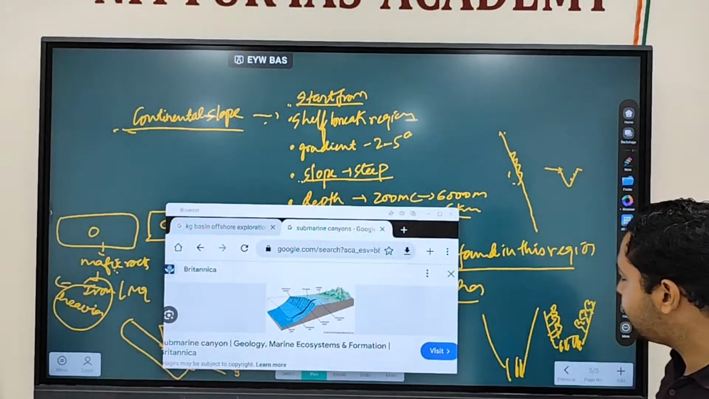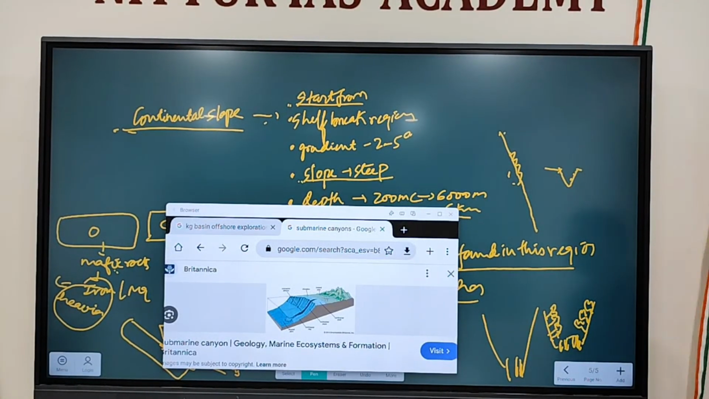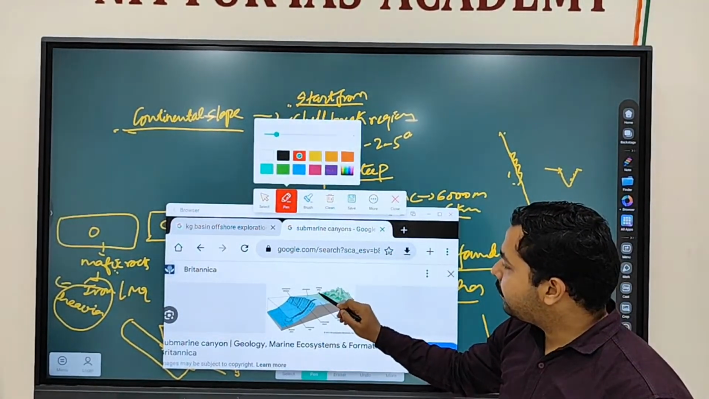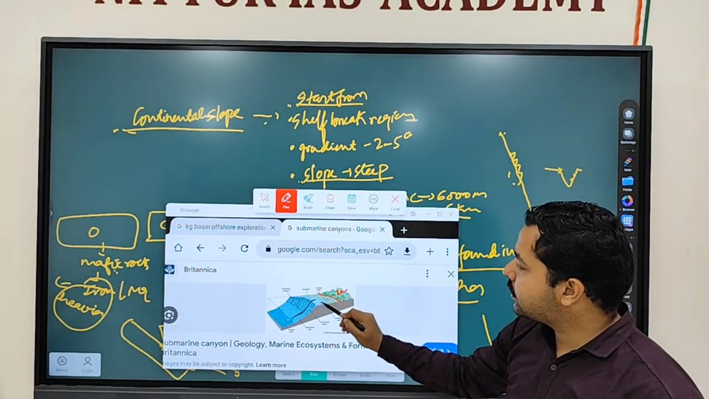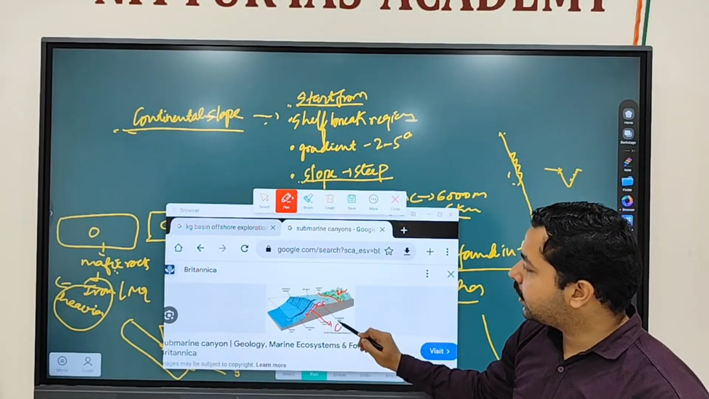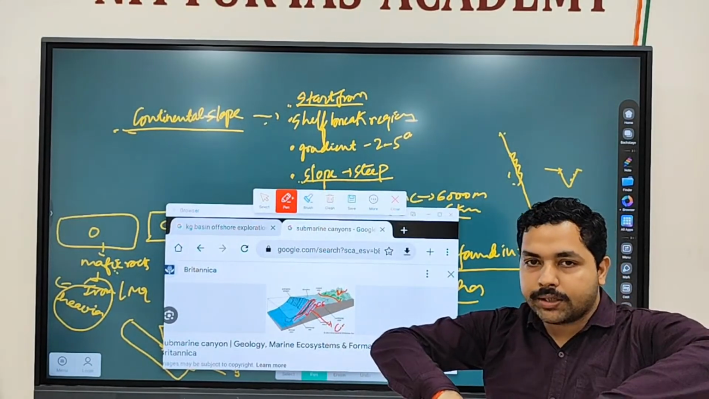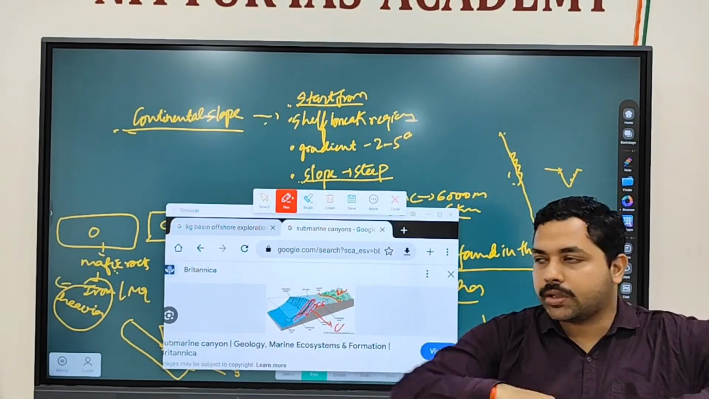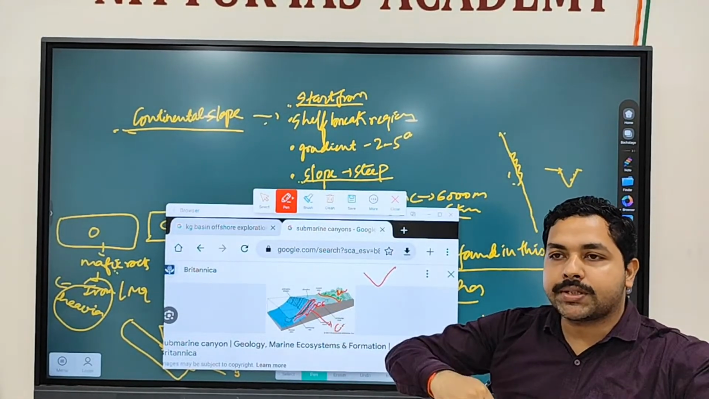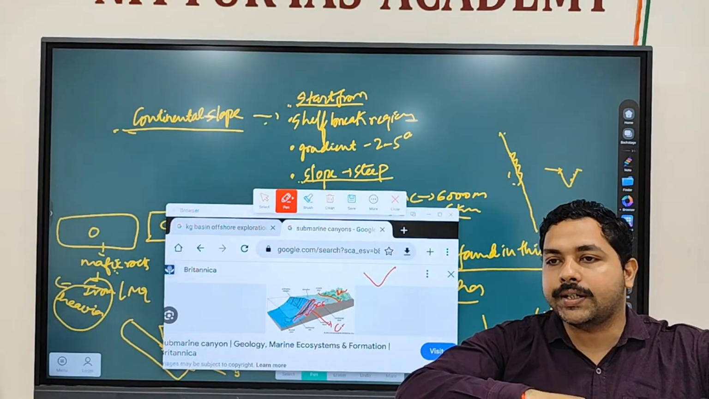So if you look at the figure of submarine canyons, you are finding this region. This is the land part. Then this region is the continental shelf. Then a sudden decline, this region is called the continental slope. In the continental slope, you are seeing this low region like this, a gap is there. This is called a submarine canyon.